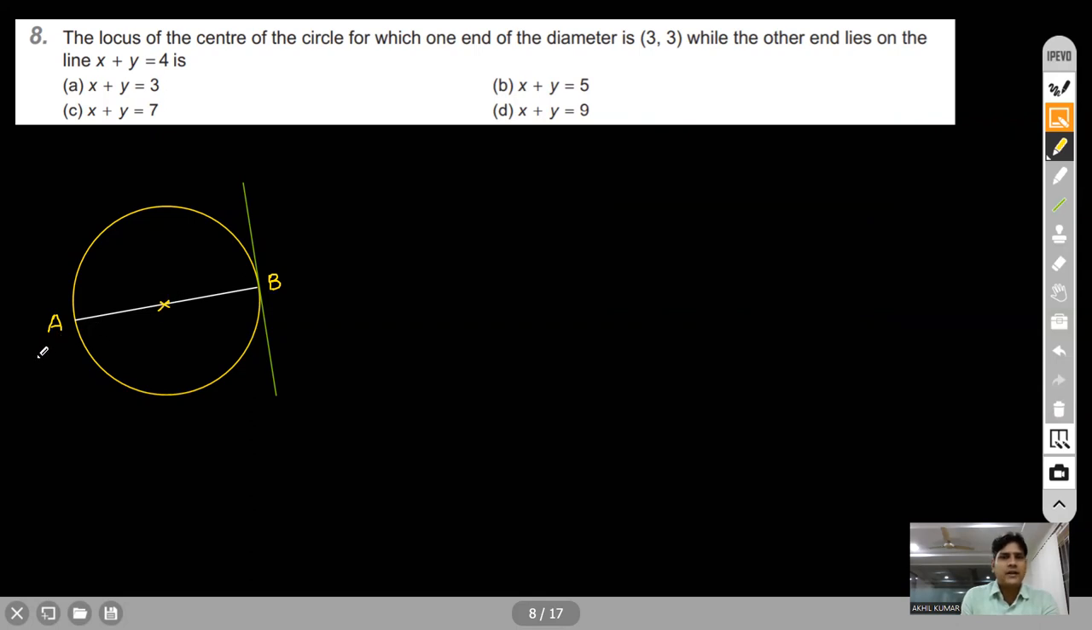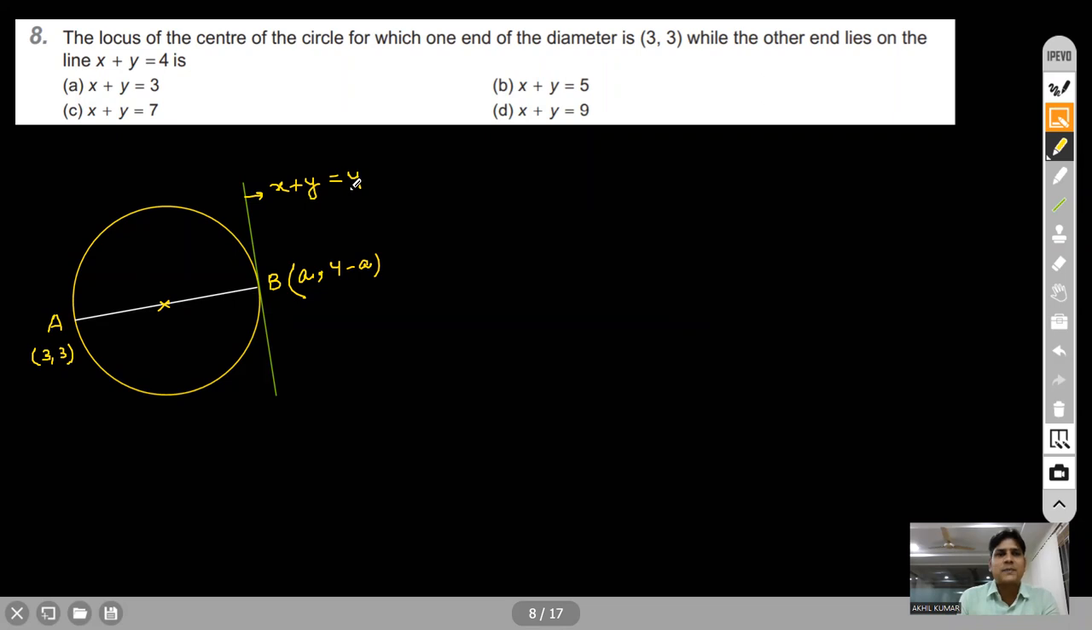The coordinates of A are given as (3, 3). And this B, the other end of the diameter, lies on the line. The equation of the line is given as x plus y equal to 4. So B lies on this line. So what can I take as the coordinates of B? Suppose I take the x coordinate as a, then the y coordinate will be 4 minus a, right? 4 minus a.